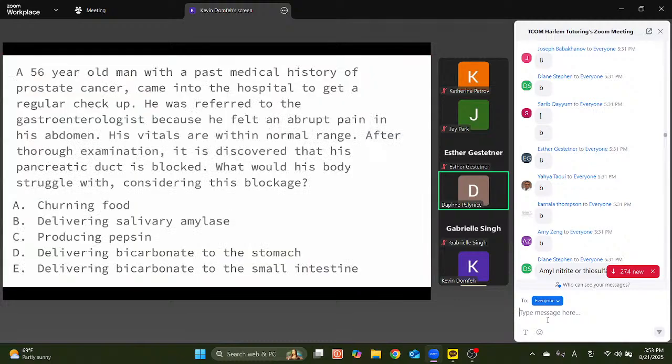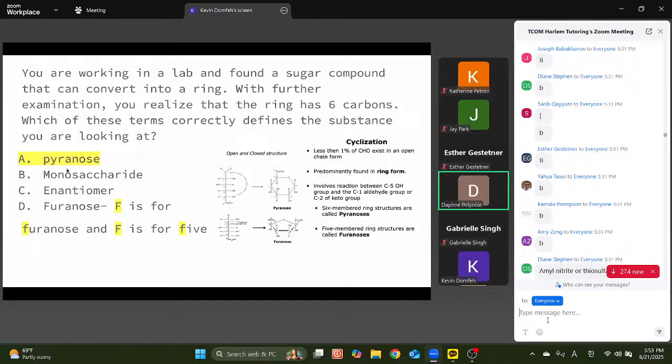Is there an example of a furanose sugar? Yeah, fructose can be one of them. You can make fructose into a ring. You can make glucose into a ring. You can make any monosaccharide into a ring, right?